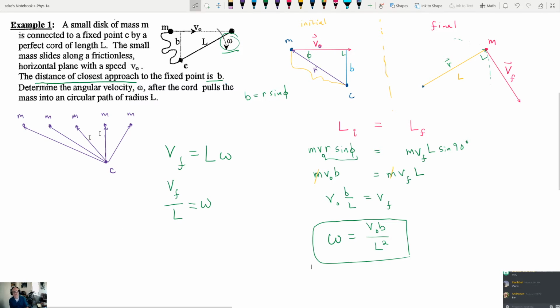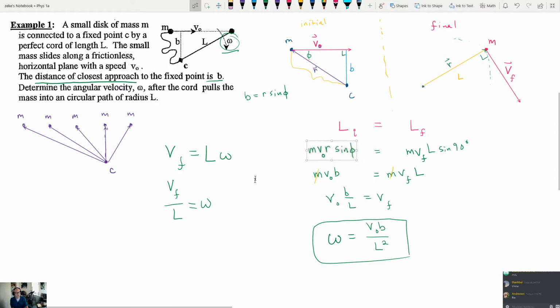I want to go back to something I asked earlier. I asked you the question, what happens to this radius vector as the object m moves to the right like this? And you all said that it got shorter. So the next question I have is, what happens to this quantity? Let me erase this piece. This right here, m v naught r sine phi.